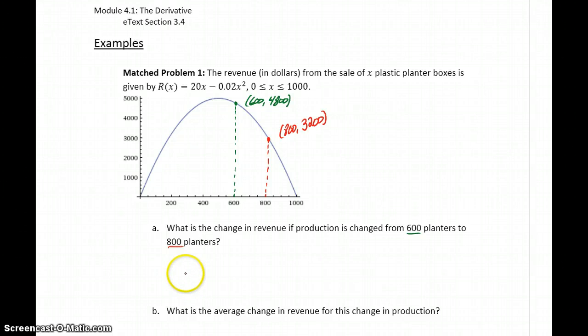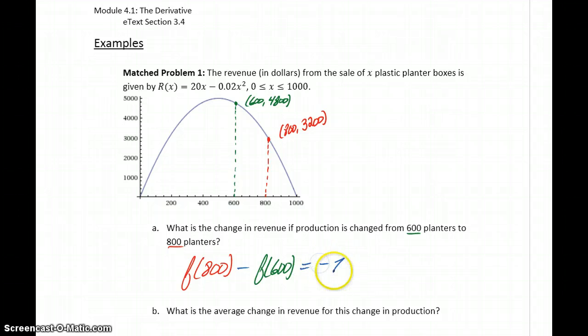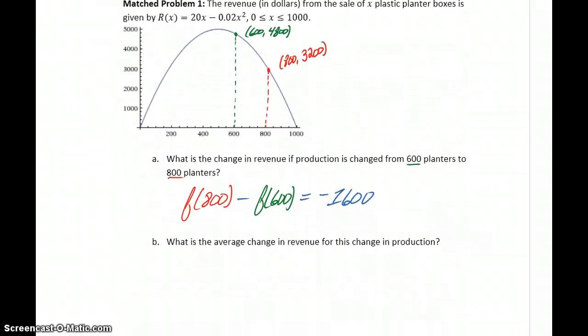So to find that specific change in revenue, we're going to evaluate f of 800 minus f of 600, which is going to give us 3,200 minus 4,800, or a change in revenue of negative $1,600. In part B, we're asked what's the average rate of change in revenue for this change in production.